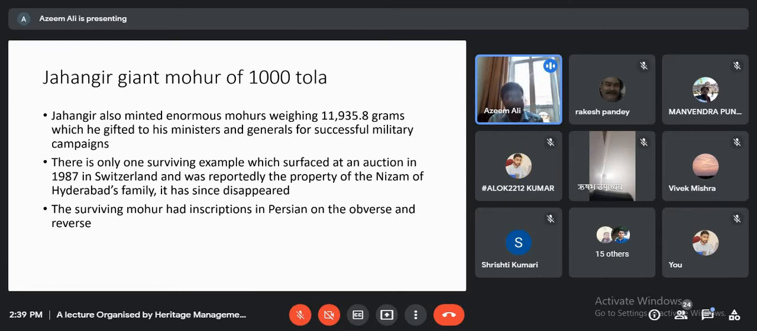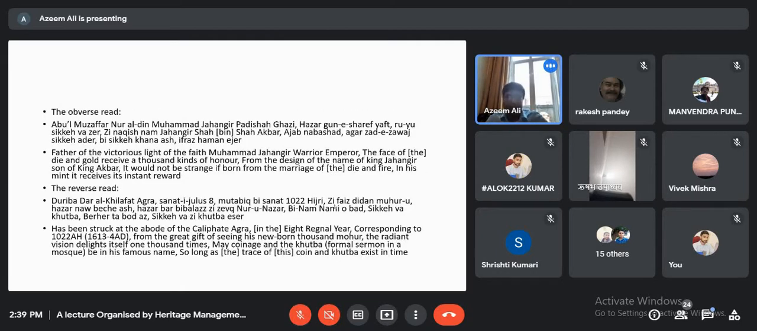But before it was put away into hiding, to be stored away safely, the mohur's inscriptions were recorded. And because of the sheer size of the flan, or the minting techniques, there's a lot of text on both the obverse and reverse in Persian. The obverse read, Abu Muzaffar Nur al-Din Muhammad Jahangir Padishah Ghazi Hazar Gune Sharif Yaft Ruyu Sikhe Wazir Zi Nokish Nam Jahangir Badshah bin Shah Akbar Ajab Mabashad Aga Zade Zawaj Sikhe Ade Bi Sikhe Khana Ash Ifraz Haman Eje.